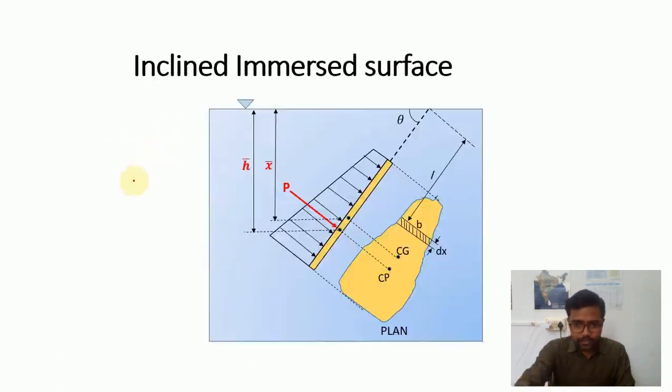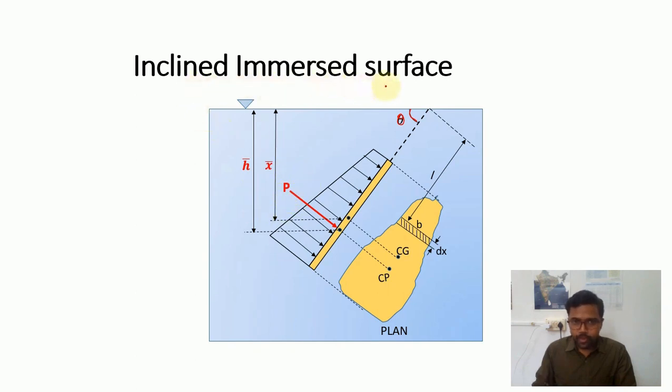Next we will see another condition, when the body is immersed inclined, at some angle with the surface. In this case we have to find out the total pressure force on the object and the point of application of the total pressure force. Just now we have seen what total pressure force means and what the center of pressure is, right? So here also we have to find out these two.